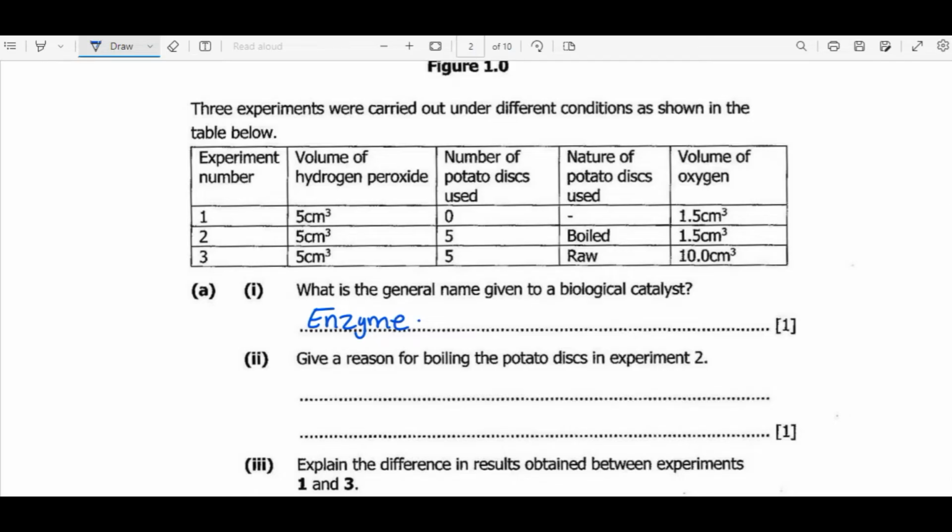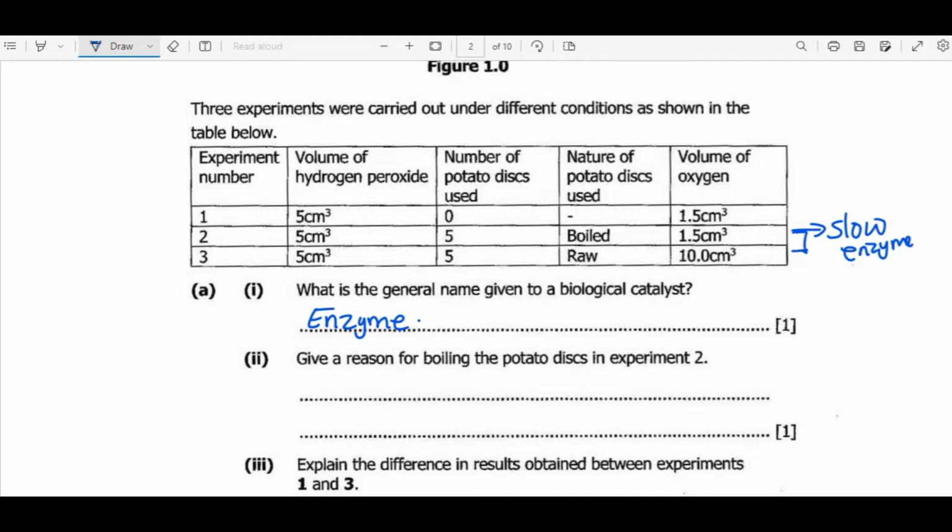Then 2, give a reason for boiling the potato discs in experiment 2. Now, what I want you to see is the difference between the result for experiment 2 and 3. We can see that when the potato discs were raw, the volume produced was greater than experiment 2, in which the potato discs were boiled. Why is that the reason? In experiment 2, the rate of reaction was slow, due to the absence of enzymes. There were no enzymes under experiment 2, and the reason is because the potato discs were boiled.